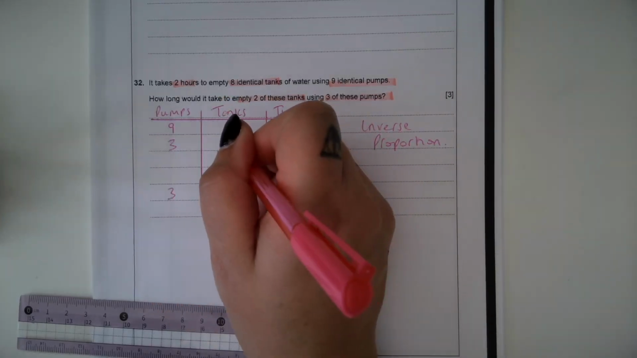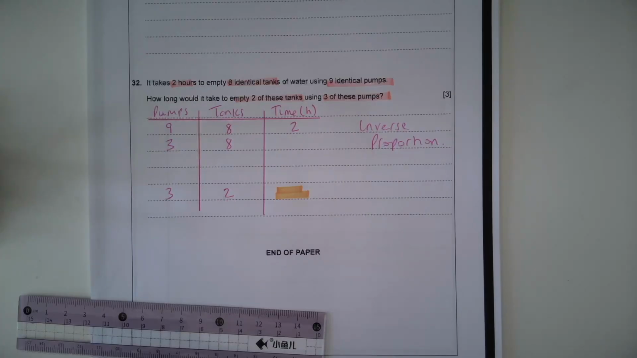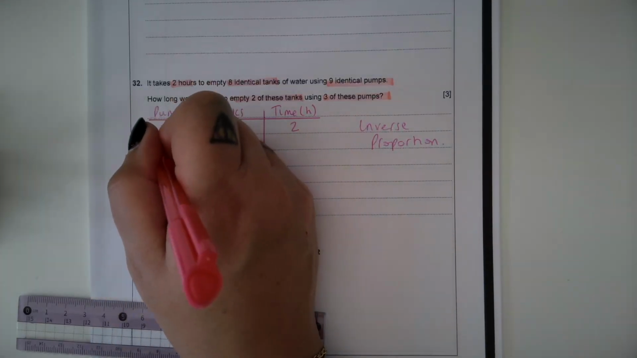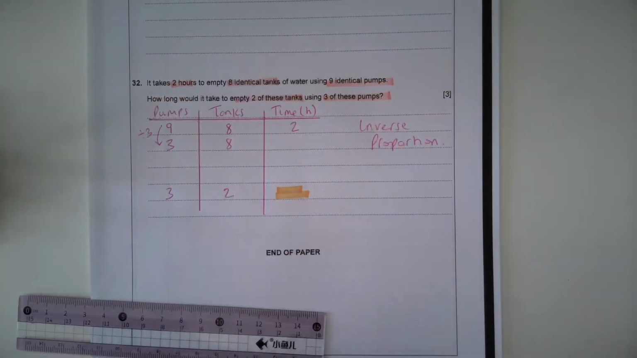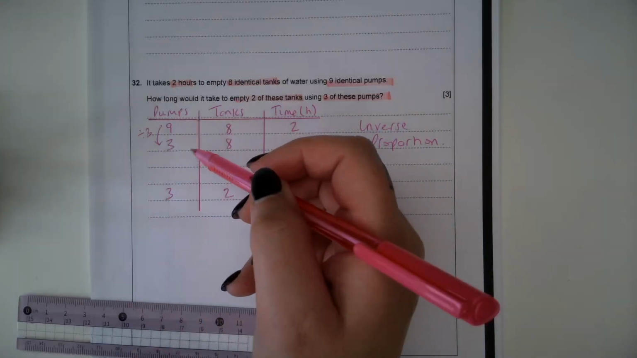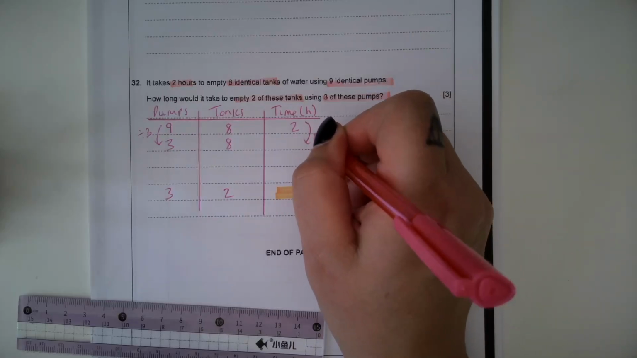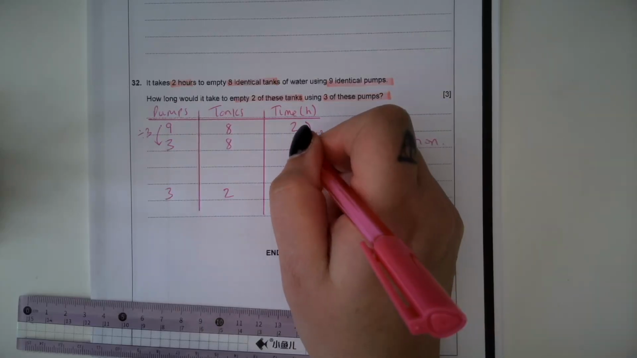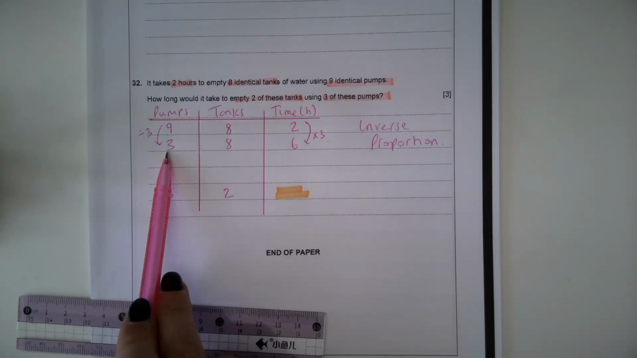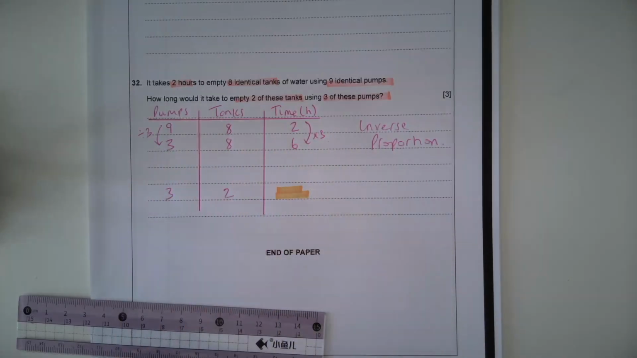So what I'm going to do first off is find out how long it would take 3 pumps to do those 8 tanks. So I've got a comparison, guys. To get from 9 pumps to 3, I'm dividing by 3, but the time's going to take longer. So the pumps have decreased, but the time is going to increase. So I'm multiplying by 3. So it would take those 3 pumps 6 hours to empty those 8 tanks.